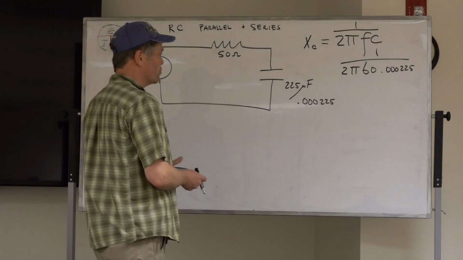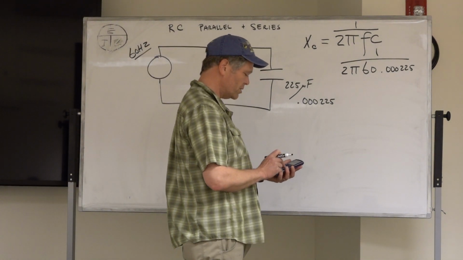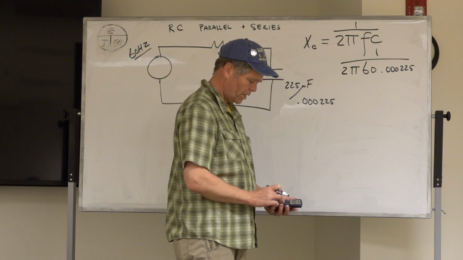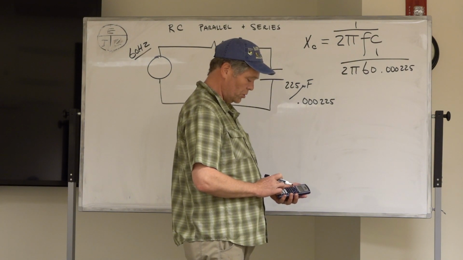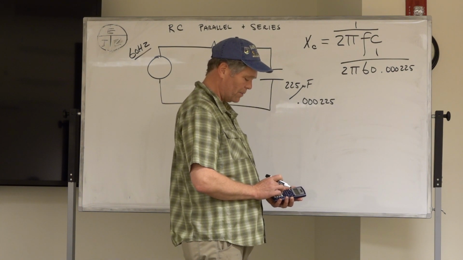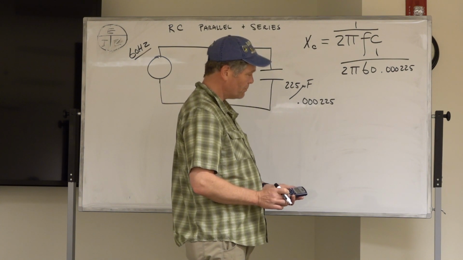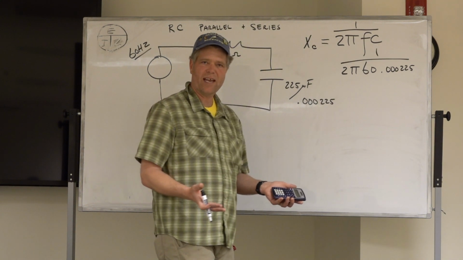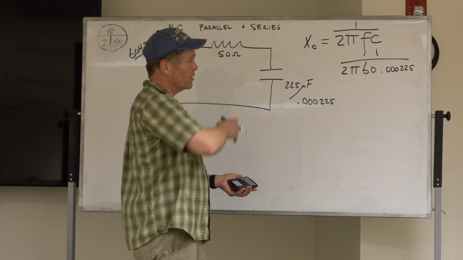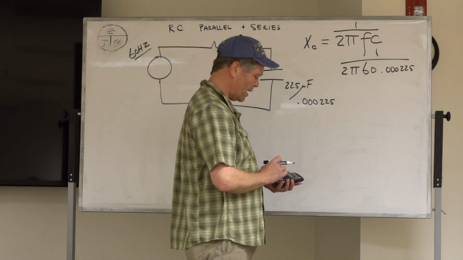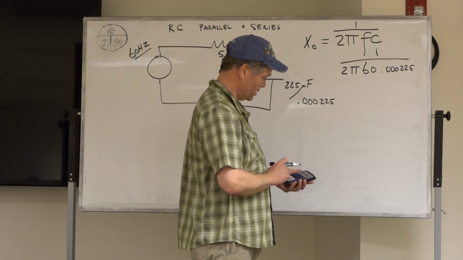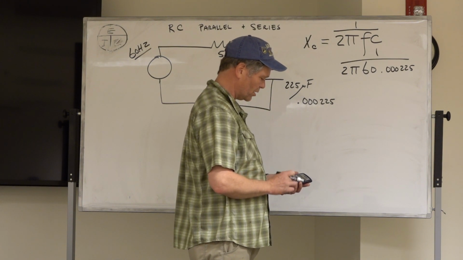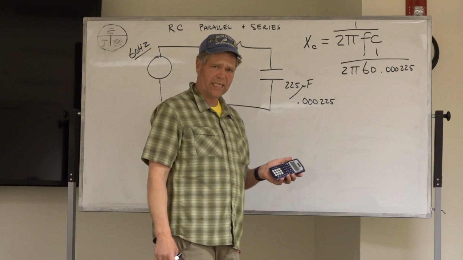Other thing I've got to do is run this number through my calculator. So the way I do this on my calculator, first of all, get the thing running, make sure there's enough light. So I'm going to go 2, and then I'm just going to hit the pi button. And the pi button's right up there, 2 pi 60. And then I'm going to hit multiply. That's the first time I actually had to hit multiply on the calculator. And then I'm going to multiply it by 0.000225. Enter. That gives me a really ugly, tiny little number.